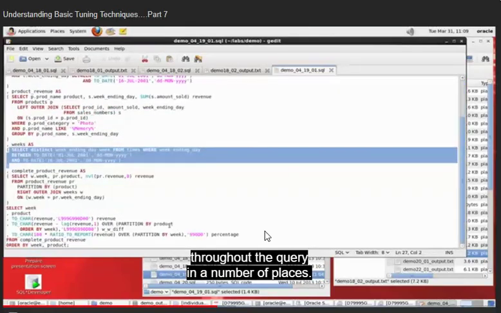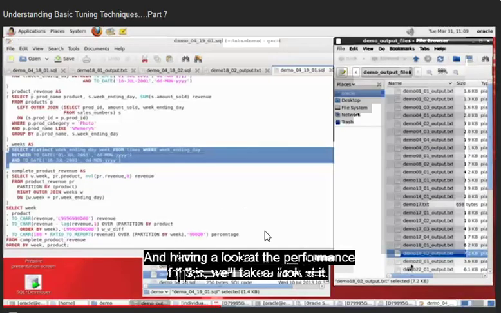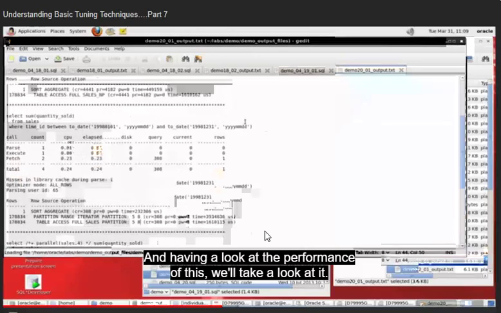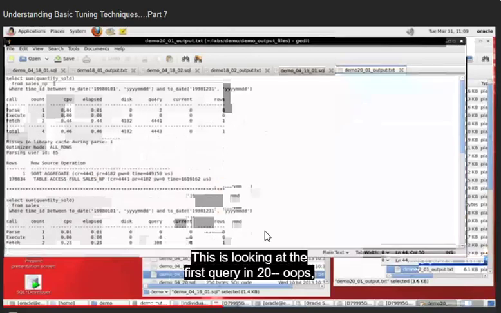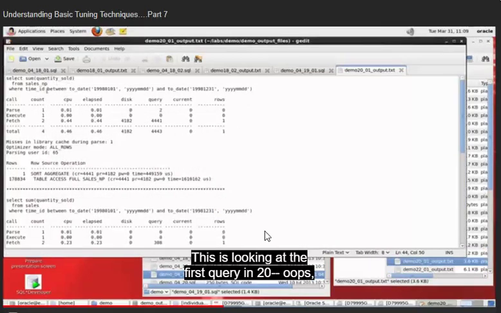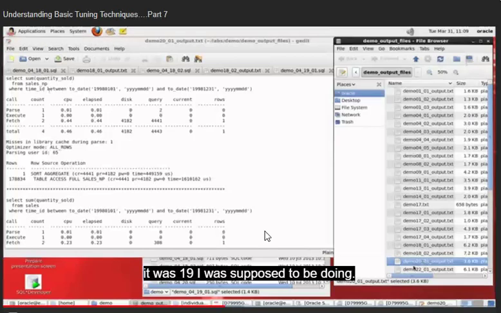And having a look at the performance of this, we'll take a look at it. Okay, this is looking at the first query in 19 I was supposed to be doing. Sorry about that, we didn't give you the output, we just showed you how to rewrite it. So we didn't actually show the output for it. We just demoed how you could rewrite it.